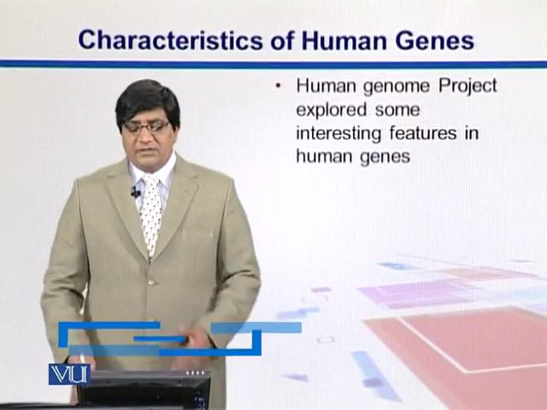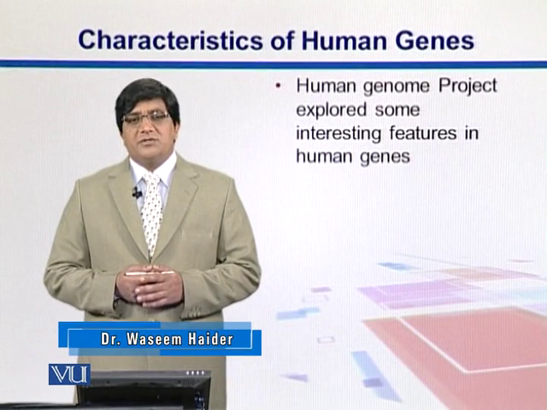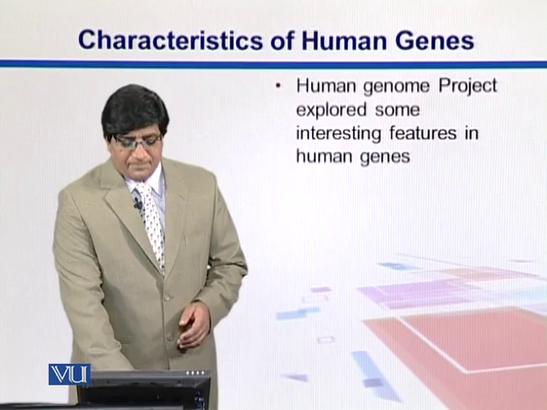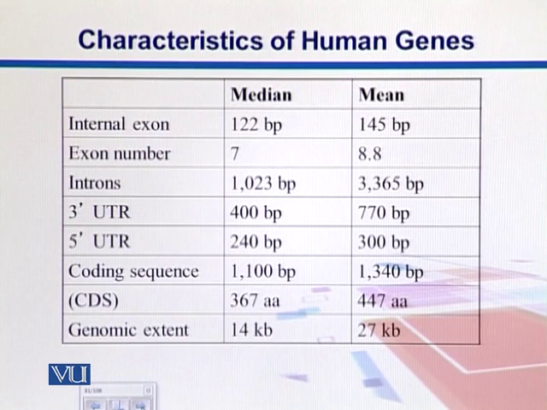So if we look into the different genes, the Human Genome Project explored some interesting features about the human genes, which we can see statistics over here. Median, in stats, is the middlemost value, whereas the mean is the average. If we look into the structures of introns and exons in proportion, we see that exons are relatively small and introns are large. The internal exons, which are not the external but internal, are separated by introns.